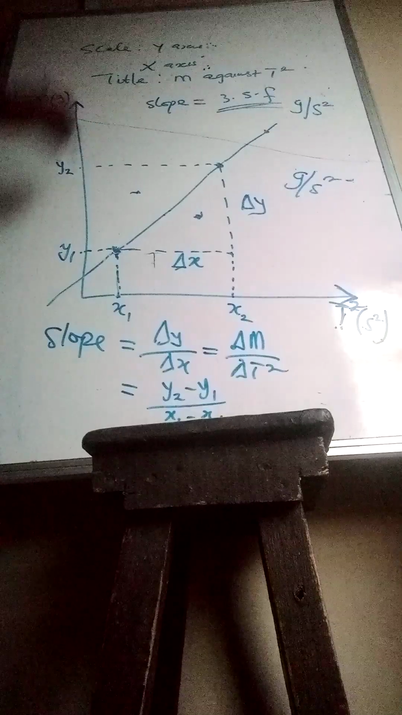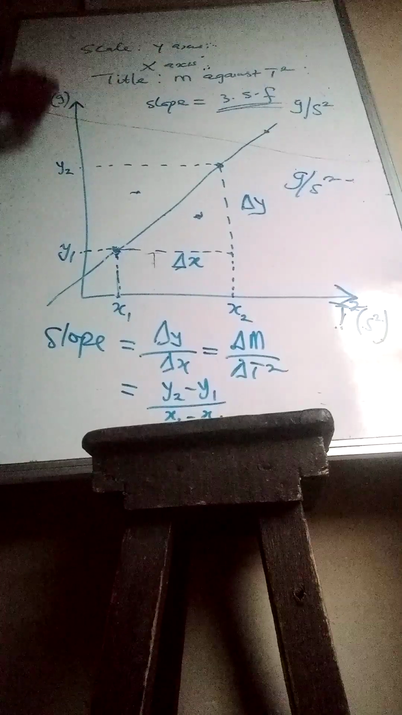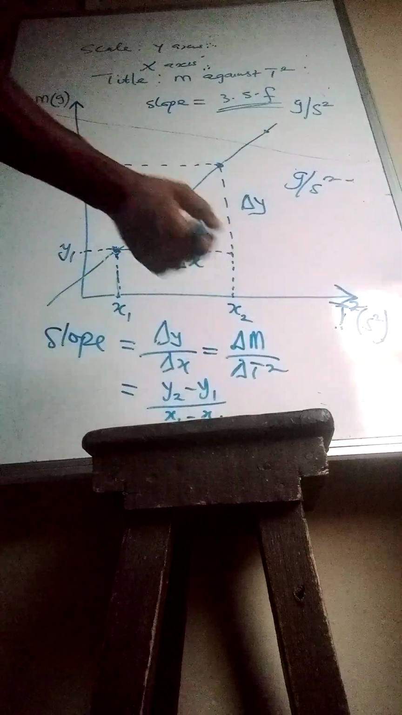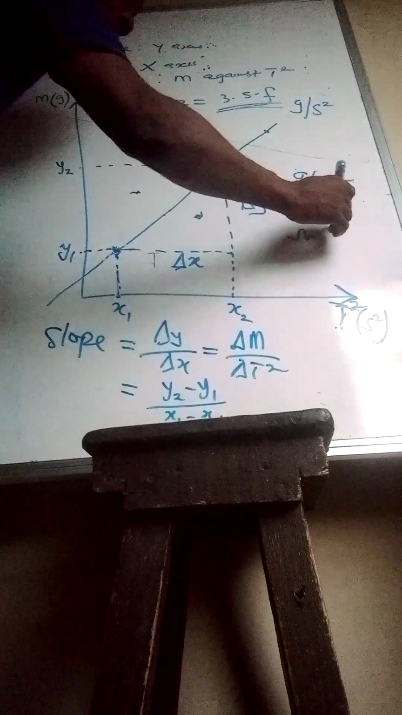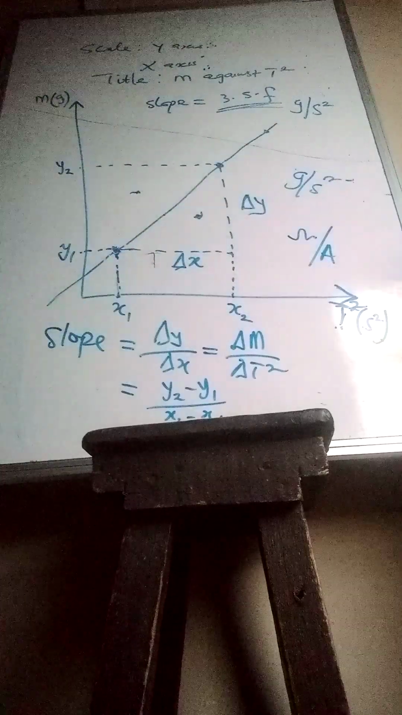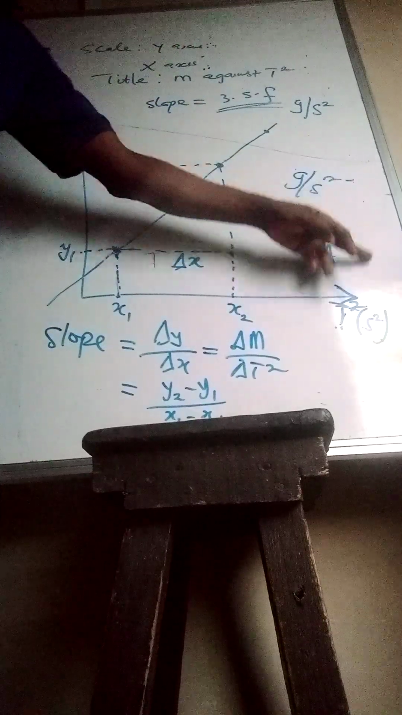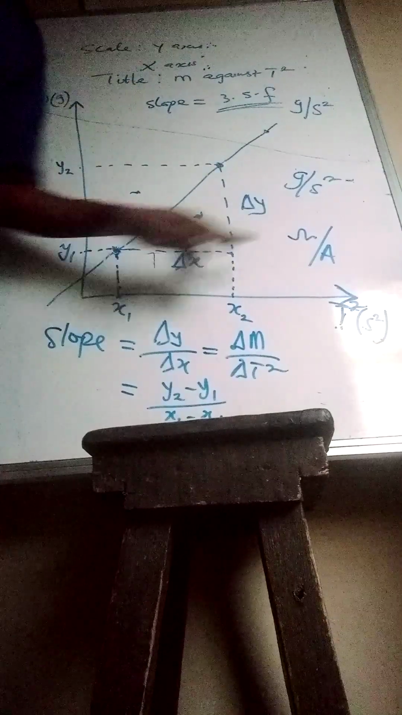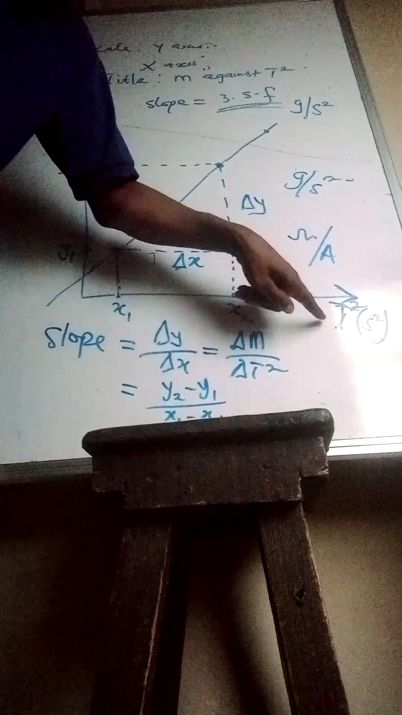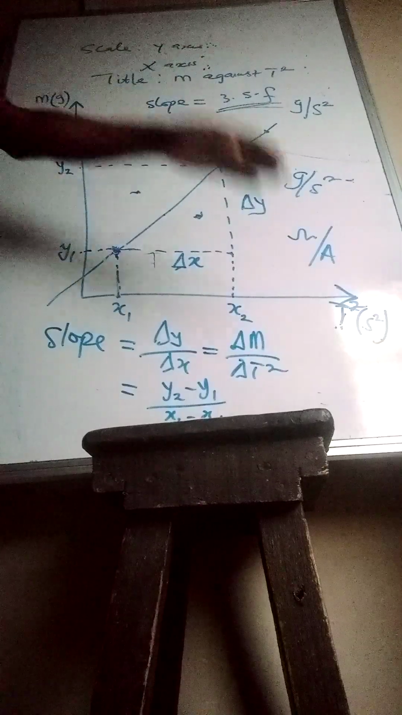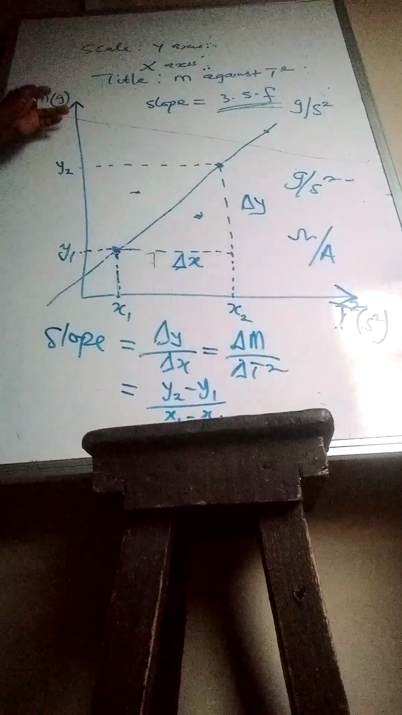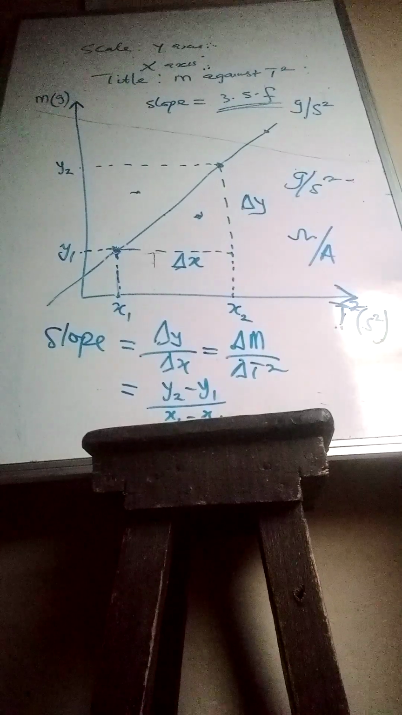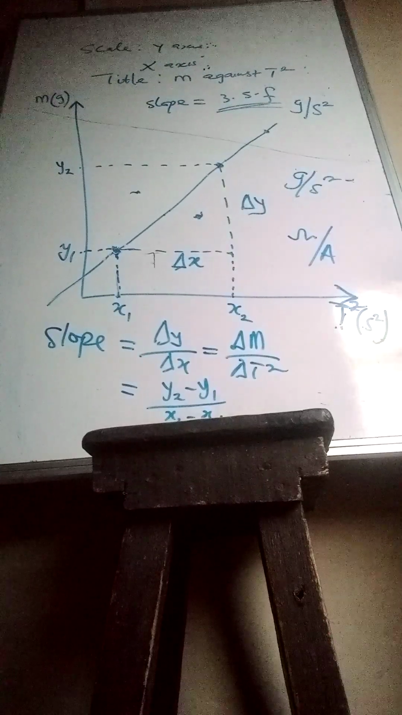So if resistance is on the vertical and current is on the horizontal, the unit of the slope will be ohms per ampere. Ohms from the vertical resistance and amperes from the horizontal current. That is if it is not this mass and the T square. With this, I can assure you that you can't lose any mark.